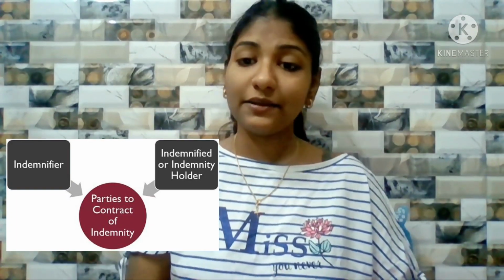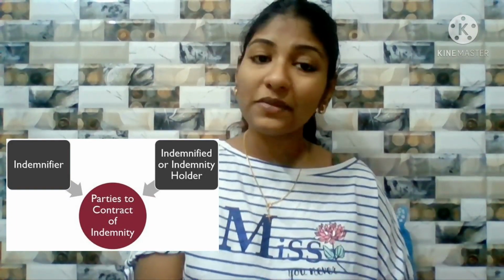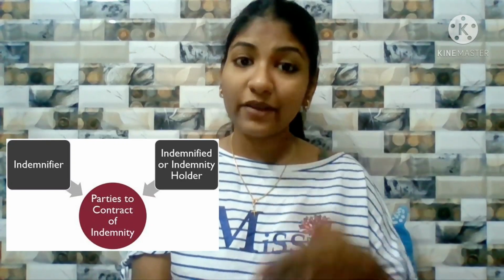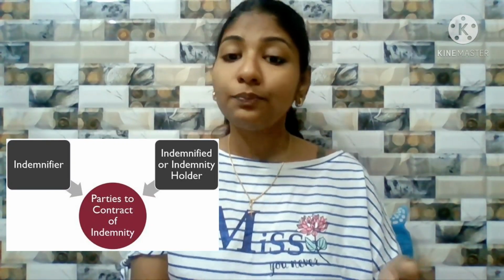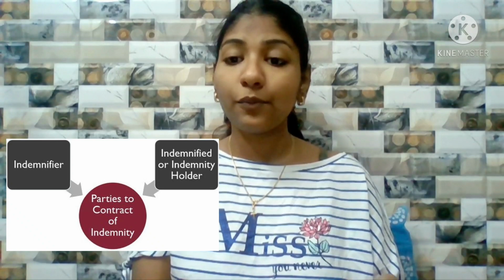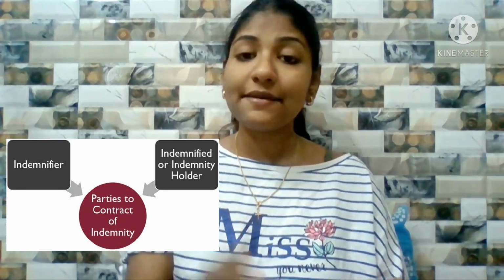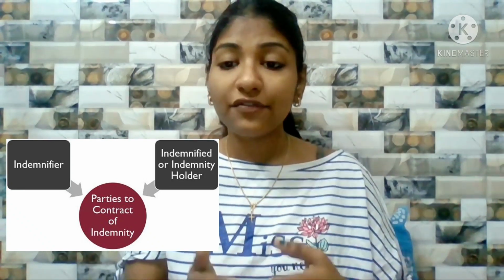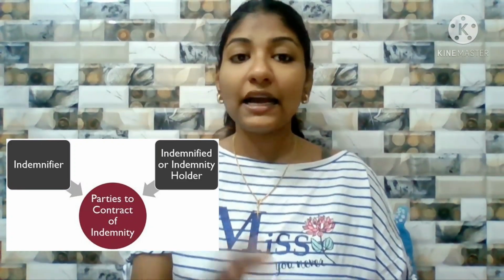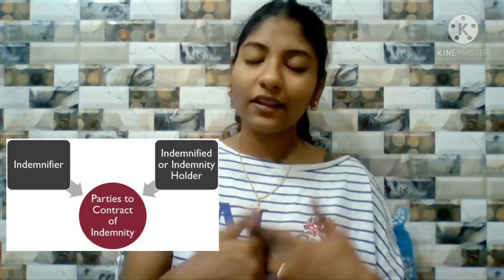So, what are the parties under an indemnity contract? There are generally two parties in the indemnity contract. The person who promises to indemnify the loss is the indemnifier. On the other hand, the person who suffers the loss which the indemnifier promises to make good is the indemnified. We can also refer to the indemnified party as the indemnity holder. So let's understand with the example. In the earlier example which we understood, C is the indemnifier and B is the indemnity holder.